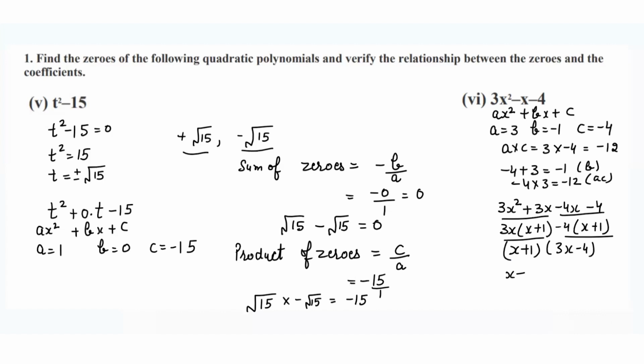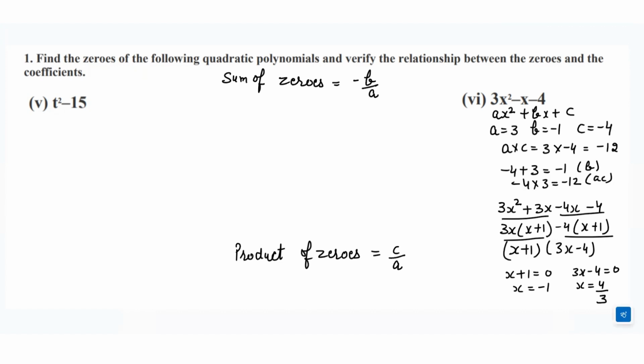We have to find out the zeros. We'll put this equal to 0, and we'll put this equal to 0. From here we get x equal to -1, and from here we get x equal to 4/3. Now let's find the relationship between the zeros and the coefficients.